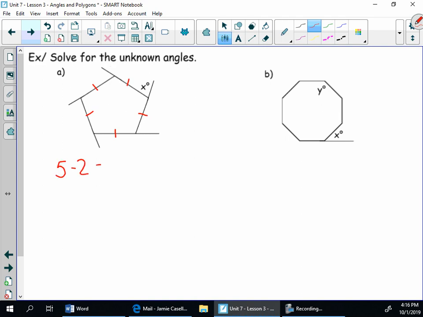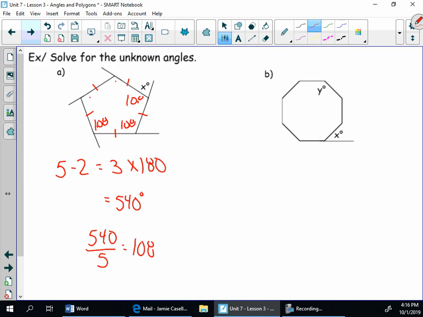5 minus 2 makes 3 triangles. Each triangle is 180 degrees, so I get 540. If I want the inside angles, I take 540 and I divide by 5. There's 5 of them. That gives me 108. That's the inside angles. We don't want the inside one, we want the outside one, which is along this line. What do we know about lines? We know that lines are 180. Take away the part we already have. Each outside angle has to be 72.